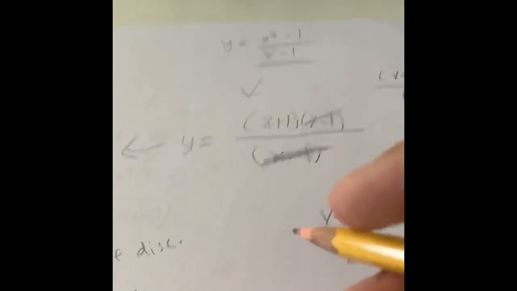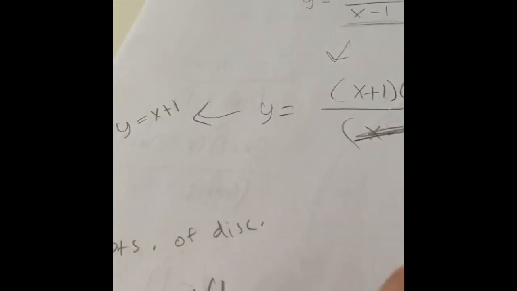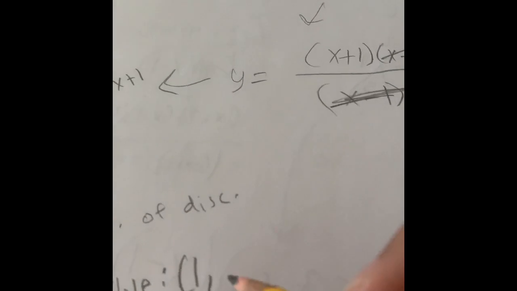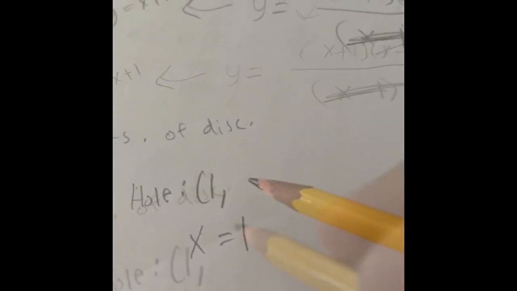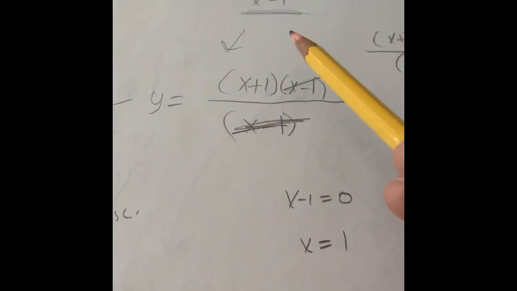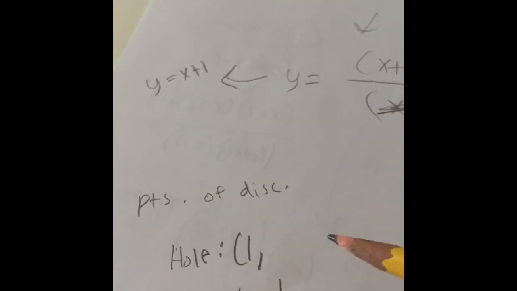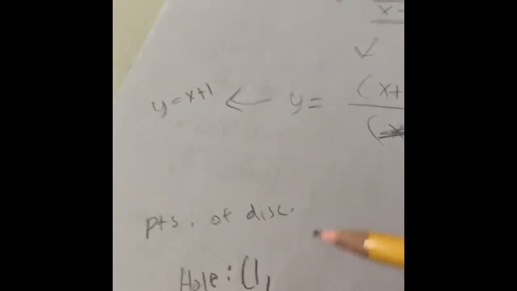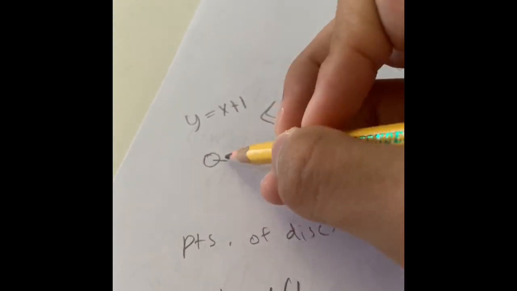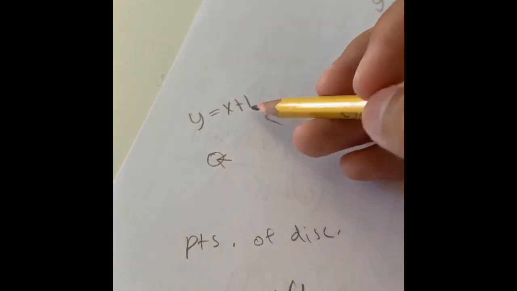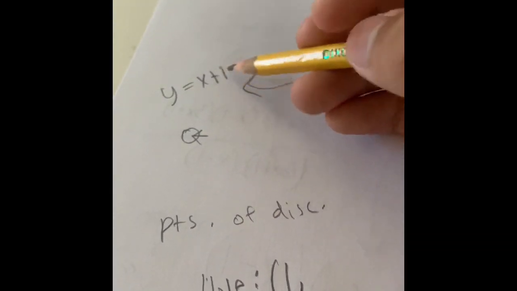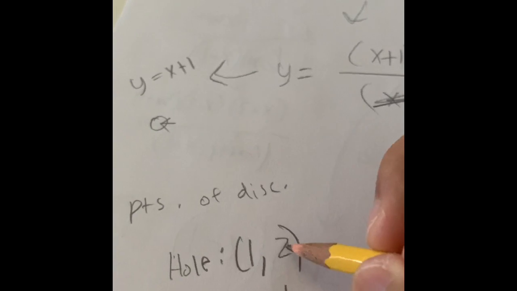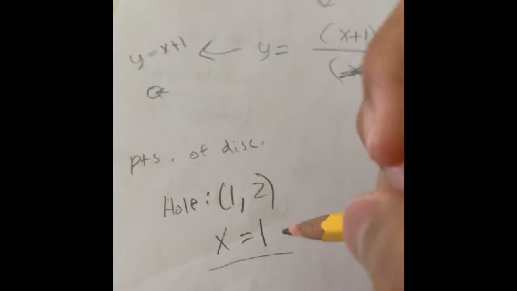So since there's a hole at 1, you could also find the y-coordinate of the hole if you want. If you plug 1 into the original, you will get an undefined answer. So that's why a hole is a point of discontinuity. But if you were to graph this, to find the y, it's really easy for a hole, because a hole is just one point, a point of discontinuity. Basically you just plug 1 into x here, and then it's just 2. So your hole would be at (1, 2), and the x value would be x equals 1.